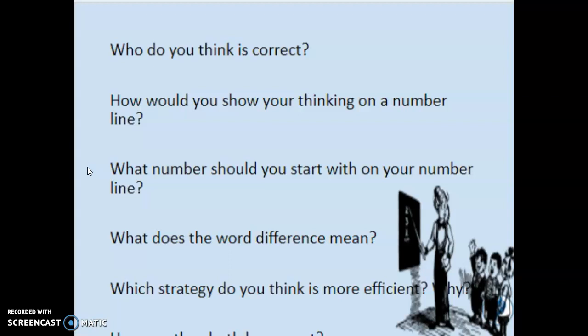Now, we learned how to use a number line through addition. How could we apply that same number line for subtraction? And what number should you start with on your number line? What does the word difference mean? And what strategies do you think is more efficient? And why? Why do you think that strategy would be more efficient? So we're going to think about those as we move on through the problem.